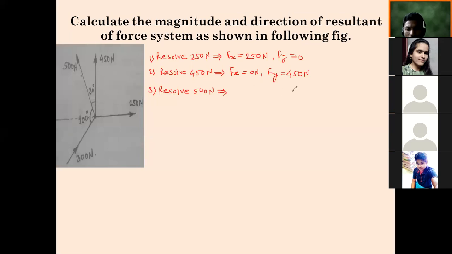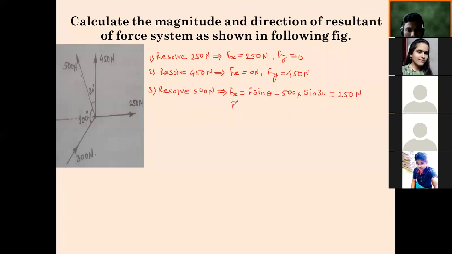Tell me now, with whom is the angle given? Vertical axis or horizontal? Y axis. So what will be its x component? F sin theta. So what will be the value of F? 500 into sin theta, 30. What is sin 30? 250, sir. It will be 250 Newton.